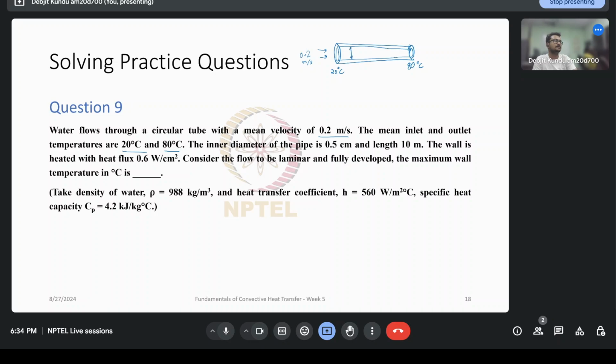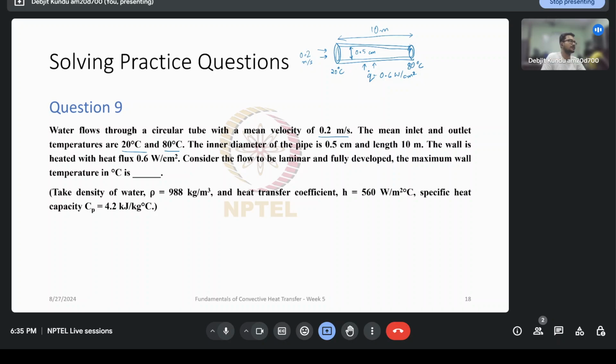The inner diameter is 0.5 centimeters. The length is 10 meters. The wall is heated by a heat flux of Q equal to 0.6 watt per centimeter squared. So then consider the flow to be laminar and fully developed. The maximum wall temperature in degrees Celsius is how much?